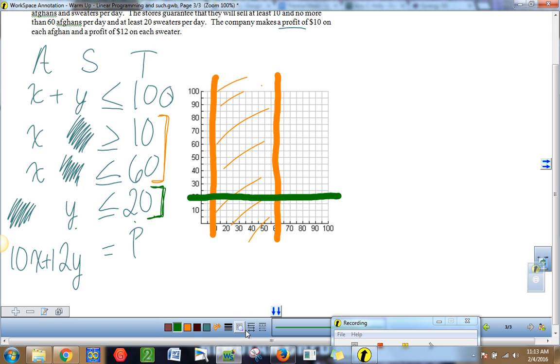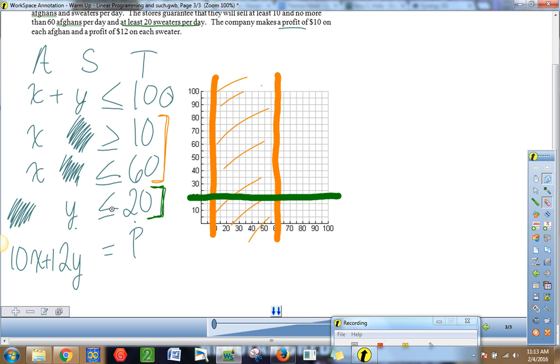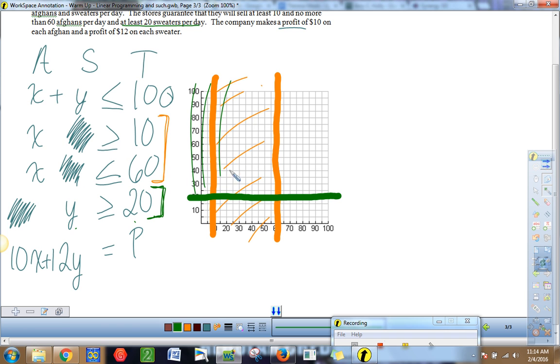Oh, we did that backwards. At least 20 sweaters per day. Oh, so that one, 20 is the smallest. Who messed up everything? The people that are going to listen to this who aren't here are welcome to come and yell at me for it. We have to do at least 20 sweaters. So that means we have to sell at least 20. 20 or more sweaters are allowed.